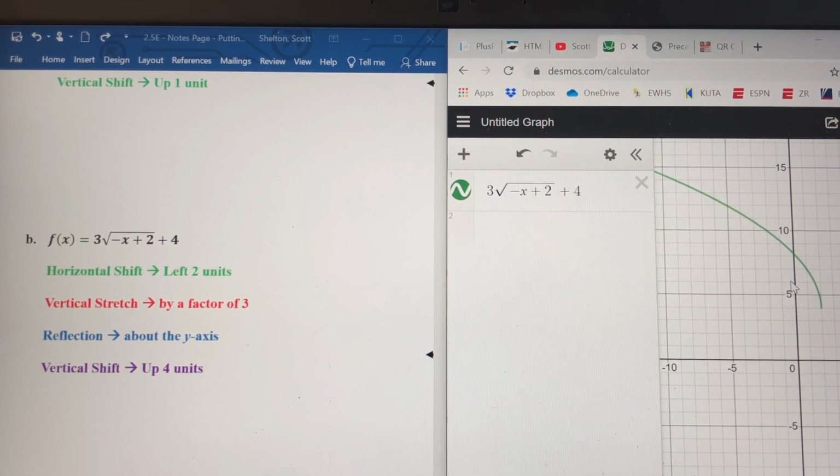So that's kind of putting everything together. There are a lot more examples you could go through, but with this video I wanted to cover a couple basic examples that had different types of transformations.